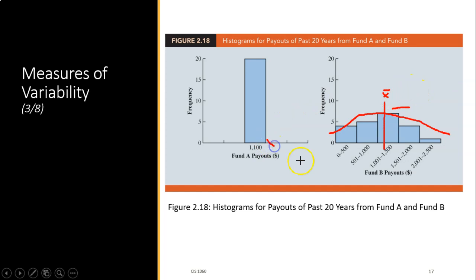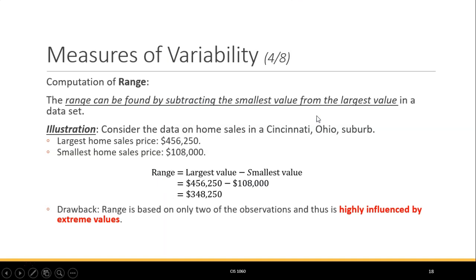This one, the prediction is pretty easy. Next year it's probably going to be $1,100. This one, it's not so easy, but it's a lot more fun, and to be fair, it's a lot more realistic. Before we get into calculating all the things, let me show you what we're going to be calculating in Excel. One important thing that we're going to be dealing with is the range of a data set.